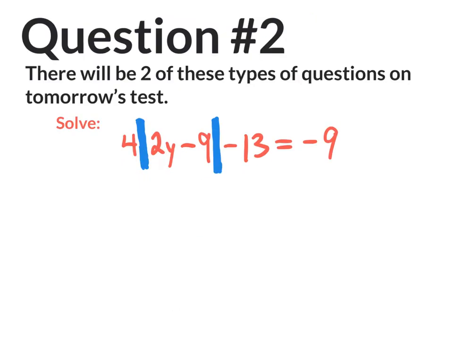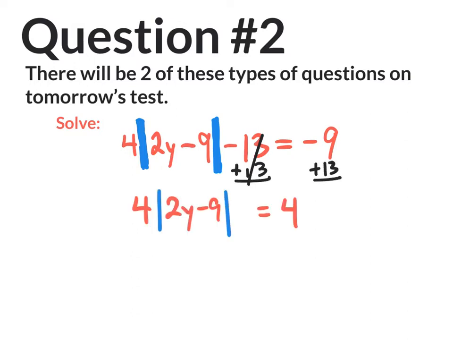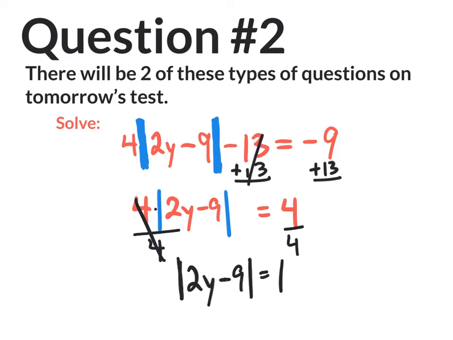So this was question 2 on the review game that we did. There's going to be 2 of these types of questions, solving absolute value equations. So step 1 is to isolate the absolute value. So we would add 13 first to both sides, rewrite the whole thing. And then after that, your final step to isolating would be to get rid of this multiplication of 4 by doing the opposite, dividing by 4. So divide by 4, cancels out. What you do to one side, you must do to the other. Your new absolute value equation is the absolute value of 2y minus 9, close absolute value, is equal to 1.